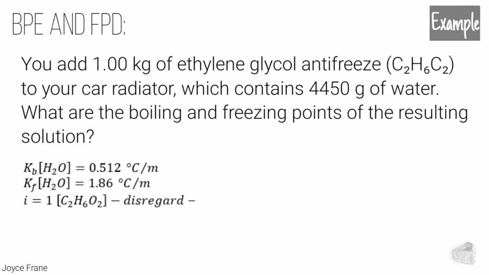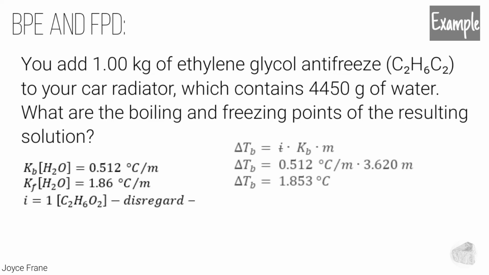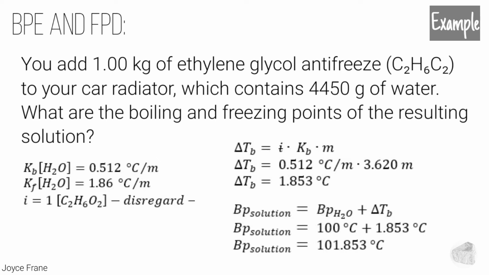For the boiling point, we refer to the formula of its elevation. We plug in those respective values. We arrive that it will rise by 1.853 degrees Celsius. To get the actual boiling point, we add the boiling point of the pure solvent and the boiling point elevation that we found, which gives us the boiling point of the antifreeze solution to be 101.853 degrees Celsius.